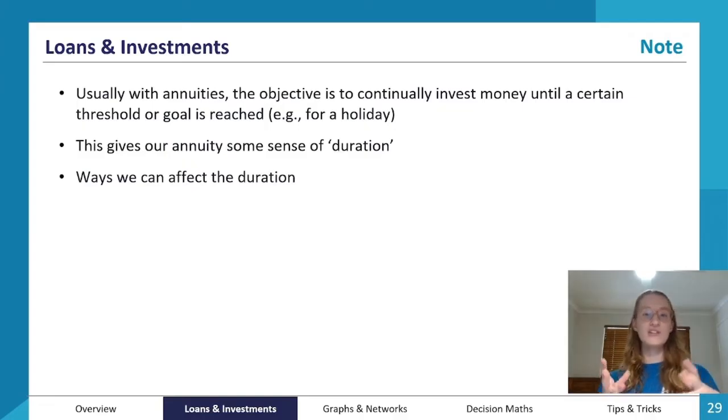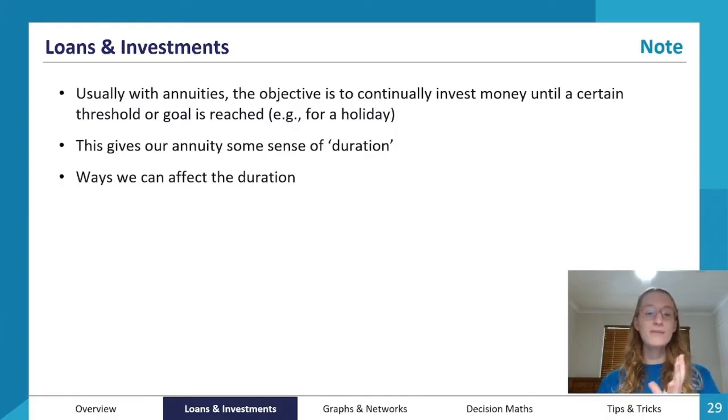And by duration, like what we just discussed, we're referring to how long the annuity is going to go for. You could leave it forever and add $100 a week every week forever, but most of the time that savings would have a goal. Like we said, for example, a holiday or a down payment for a house.